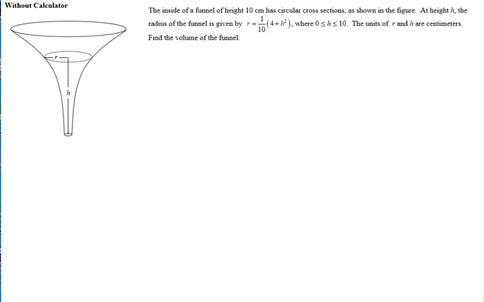These are the notes for AP Calculus with some real-world applications of area and volume. On this one, it says we've got a funnel that has a height of 10 centimeters and has circular cross sections. You can see right here we've got these circular cross sections when you slice through this horizontally. At height h, the radius r is given by this function. Depending on the height, that determines what the radius is. And notice h is between 0 and 10.